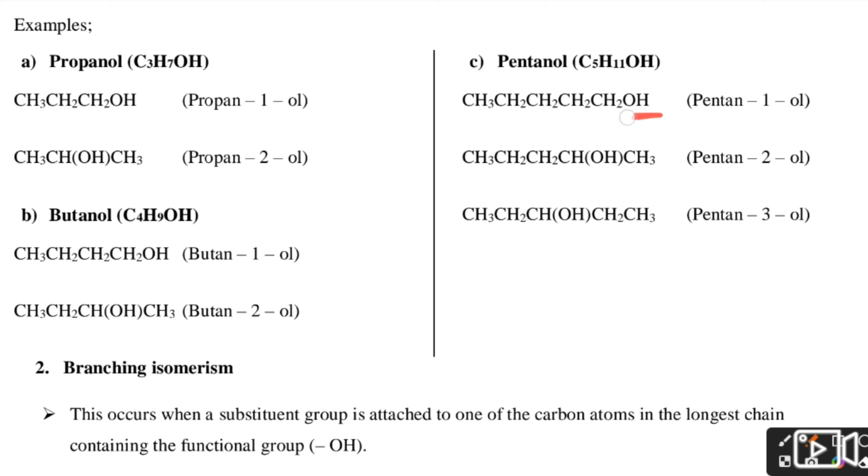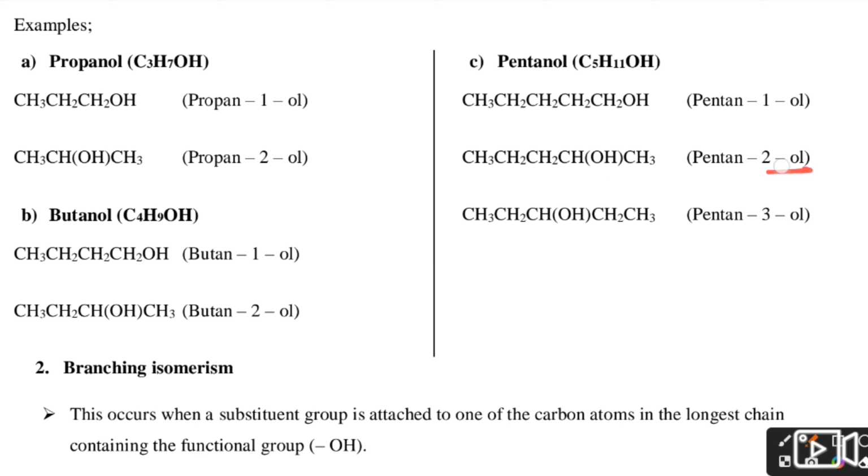So we take this functional group and we put it in carbon number 2, because we said when we are forming positional isomers, we change the position of the functional group from one carbon to another. So let's take the functional group from carbon number 1 to carbon number 2.